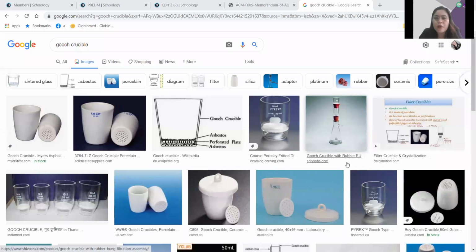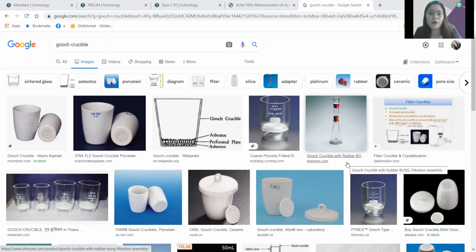Now, let me show you a picture of the crucible, so that you will have the idea on what it looks like. Actually, the Gooch crucible and the other types of crucible look like the crucible and cover that we know. So last time in our activity number 1, we had the discussion about the different laboratory apparatuses that we can use in our laboratory procedures, and one of those apparatus is the crucible and cover.